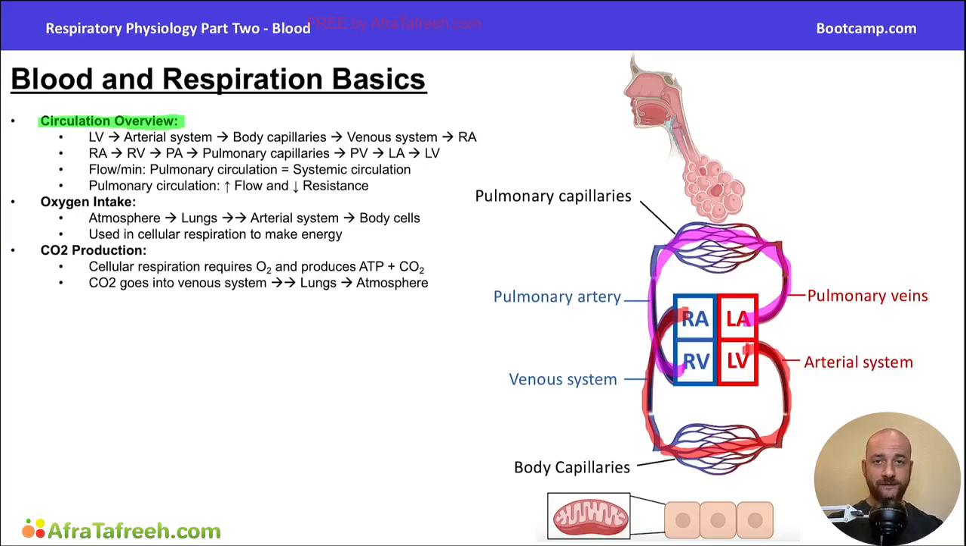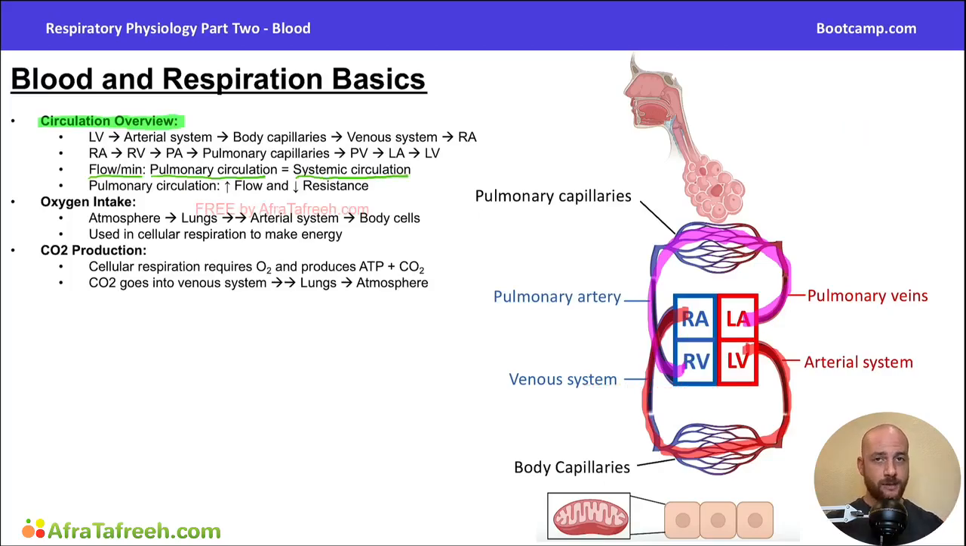So from the right ventricle to the left atrium, that's called the pulmonary circulation. And one thing you have to keep in mind is the amount of blood that flows each minute through the systemic circulation or through the pulmonary circulation. So the flow per minute is equal in the pulmonary circulation and the systemic circulation. So the amount of blood that flows through the pulmonary circulation per minute is the same amount of blood that flows through the systemic circulation per minute.